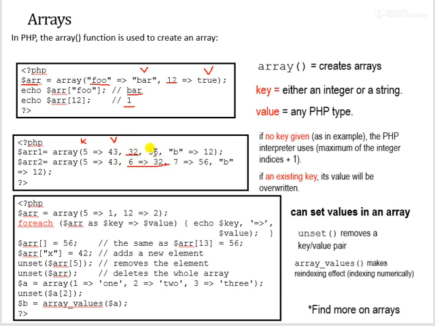Okay, 56, again the key is not there. If the key is missing, it is 1 plus the previous index. The previous index was 6, so 1 plus 6 is 7. So the key for this will become 7. So it will be equivalent to this, and the last one is simple, B is assigned 12. This example also has a foreach loop, so we will do it later once we finish the foreach loop.